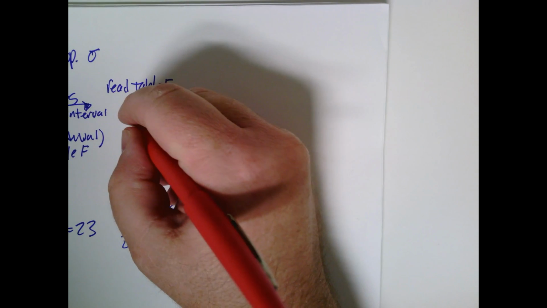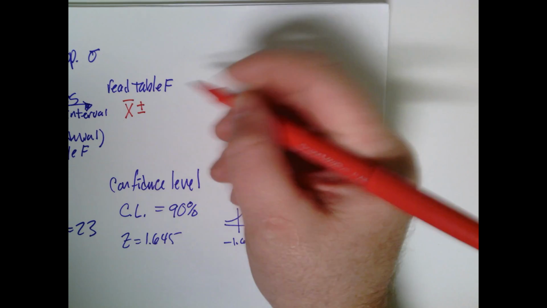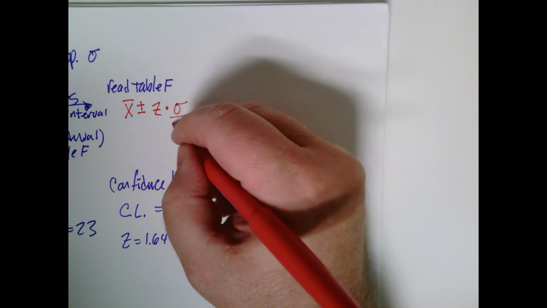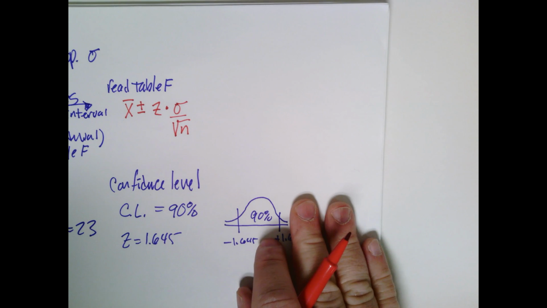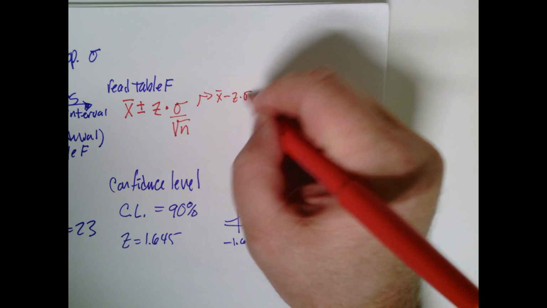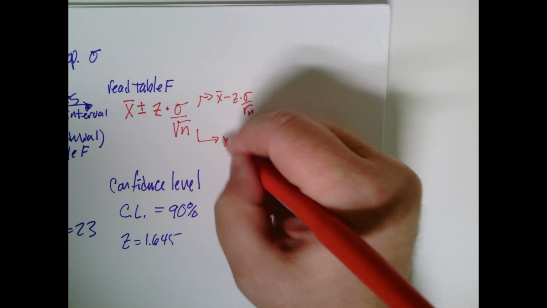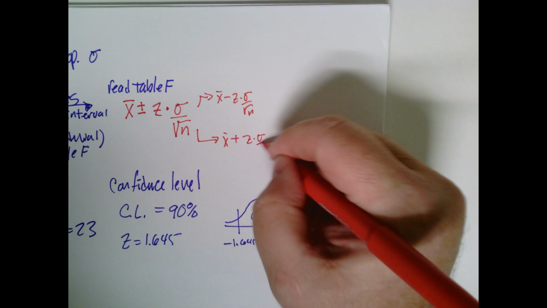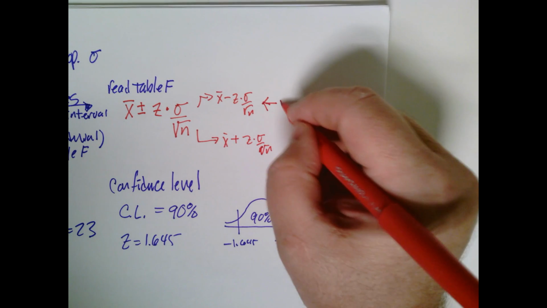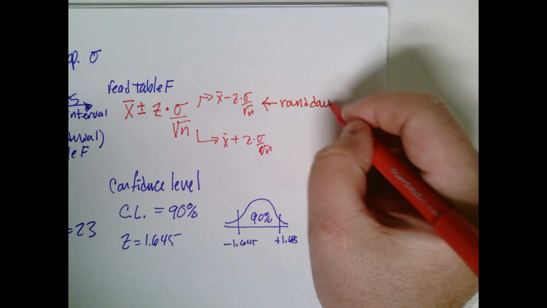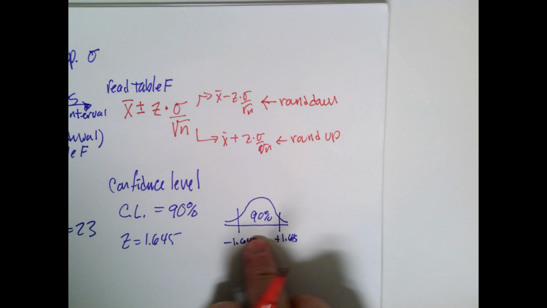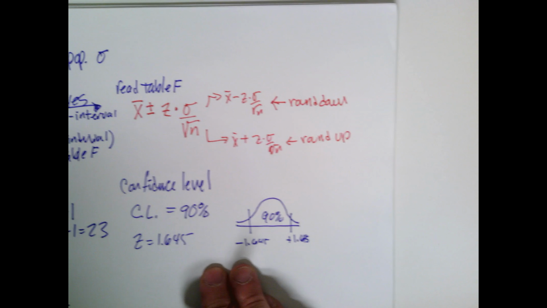If this is the Z formula, we're going to take the mean plus and minus Z times sigma over the square root of n. And so this is two values: X bar minus Z times sigma over the square root of n, and X bar plus Z times sigma over the square root of n. Whatever we get for the first number, we're going to round down, and this one we're going to round up. That's to maintain this percentage in the middle, that it maintains whatever confidence level we want.